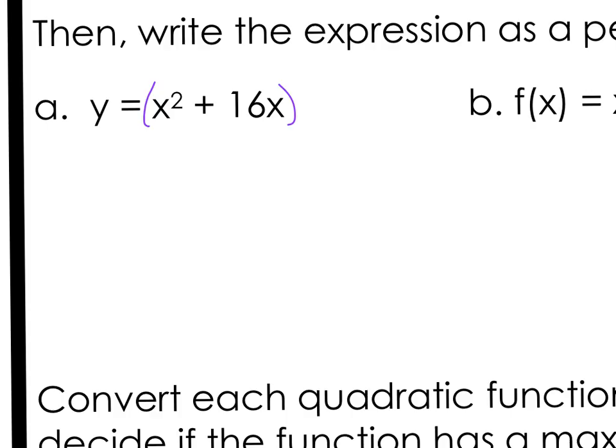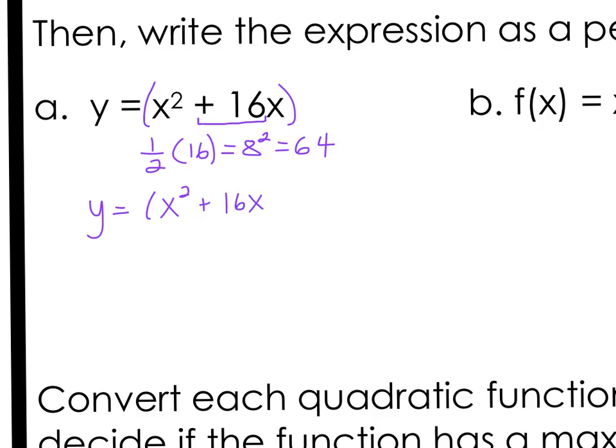Step 2 is to take half of that b coefficient. So if I take half of 16, that's just 16 divided by 2, that's 8. And then I'm going to square that answer. 8 squared is 64. Step 3, I'm going to add it to the inside of the parenthesis. So that would be y equals x squared plus 16x plus 64. Now all we're doing right here is just making it that perfect square. So that's the number for c that we have to add in on the inside.